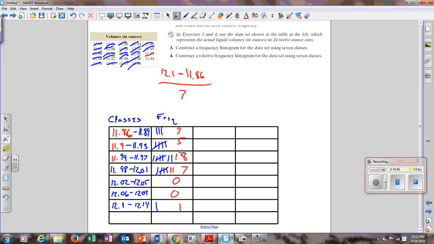So what I'm doing now is checking to see, make sure I have the right amount. There's 24 of those. That's 8 and 8, 16. Plus 7 is 23, plus 1 more is 24.